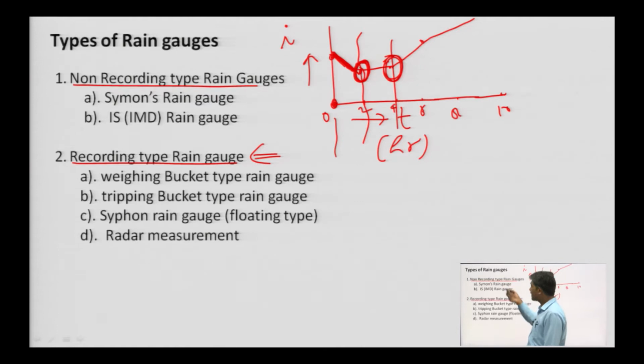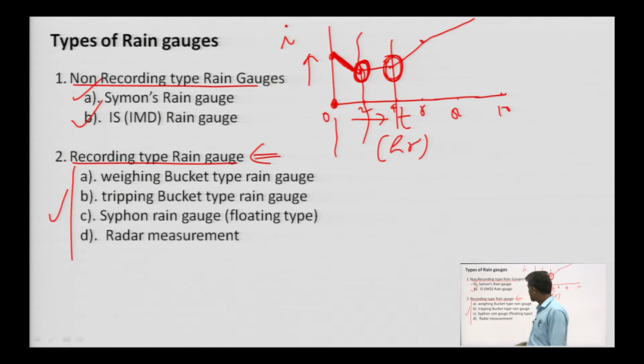For non-recording types of rain gauges, we have two: Symons's and the Indian Standard rain gauge. For recording types, we have four types of rain gauges in use: weighing bucket type, tripping bucket type, and the floating type, which measures precipitation by float.